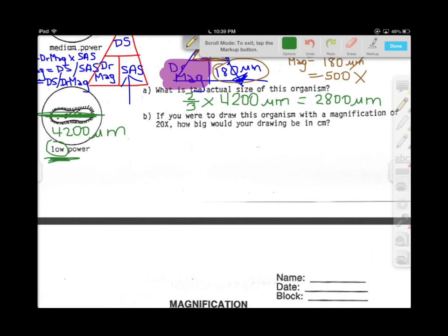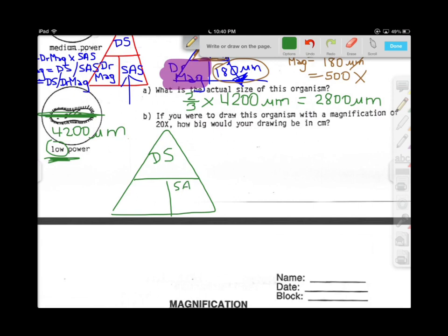You can just apply the triangle and you can figure this out pretty easy. Go like this, and I'll make it big enough now. So you fill in what you know. Your drawing size in this case is unknown, so you just write drawing size. You know that your specimen actual size, SAS, is equal to 2,800 micrometers. And you know that your drawing mag, or drawing magnification, was 20 times.